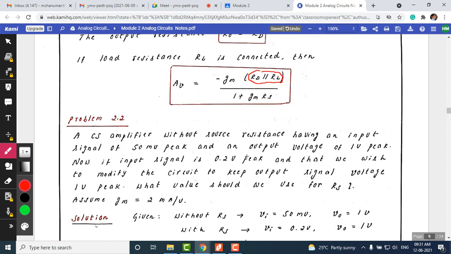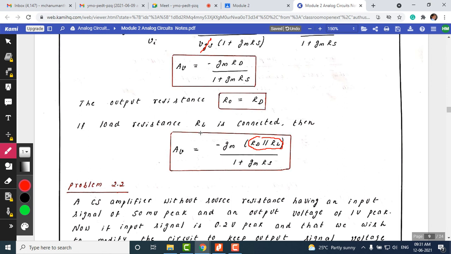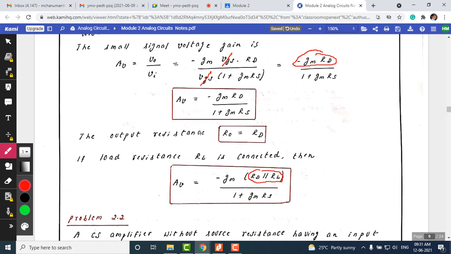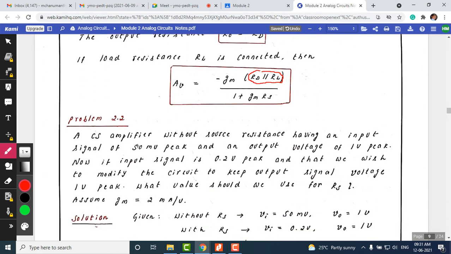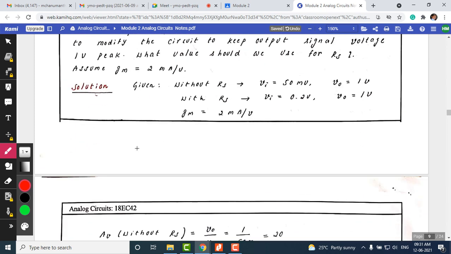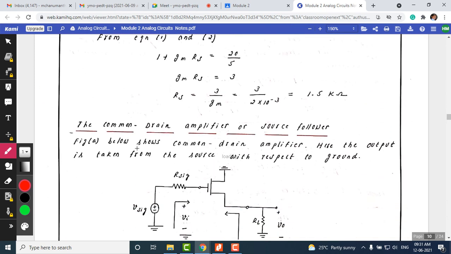There is one more problem which we will take up in the next class. Any questions so far about the derivation of the common source amplifier with RS? These two circuits are very important from the examination point of view. In the next class we are going to solve this problem, and finally we are going to take another circuit, the common drain amplifier, or source follower.